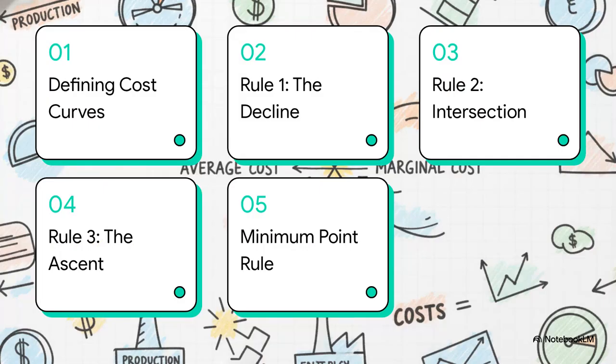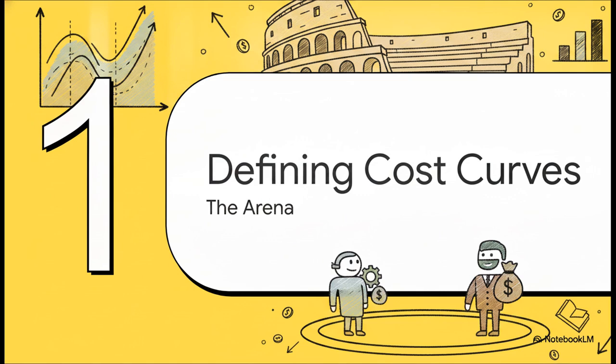Here is our roadmap for today. We'll start by defining the cost curves, then we'll walk through the three phases of their interaction: the decline, the intersection, and the ascent. Finally, we'll tie it all together into the minimum point rule. Okay, starting with section 1, defining the cost curves. Let's take a look at the arena where these forces operate.